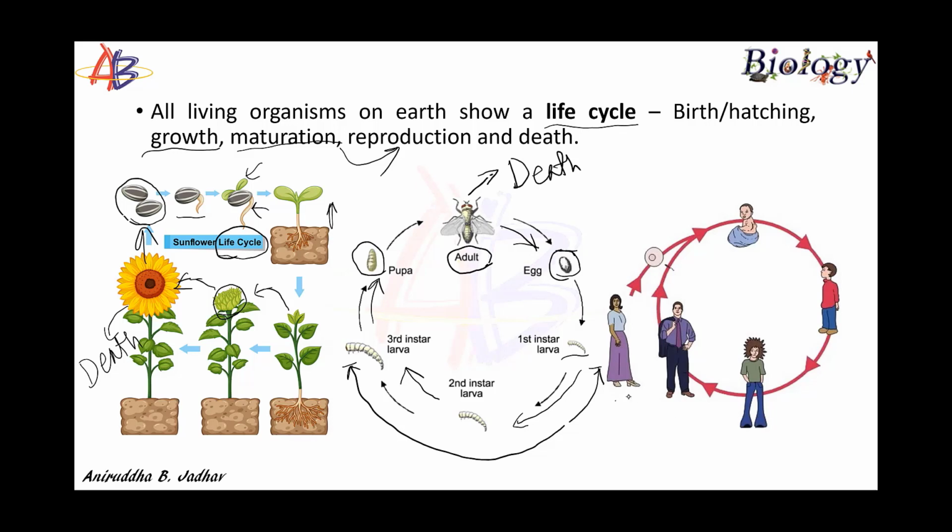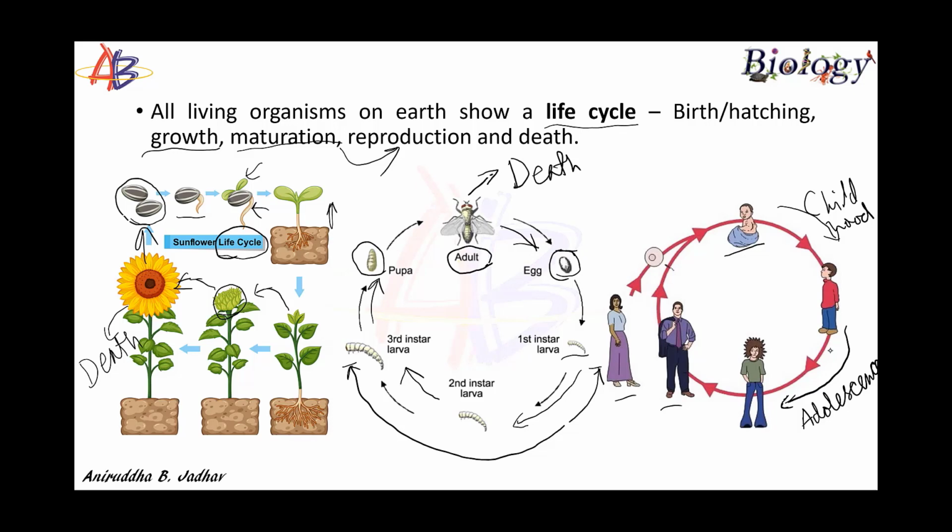The third life cycle is very familiar to us, that is the human life cycle. So in humans, the newborn baby follows a childhood stage up to 10 or 11 years of span. From childhood, after almost 11 years of age, they enter into the next phase called the adolescence phase. So childhood phase and adolescence phase mainly refer to the growth and maturation phase.